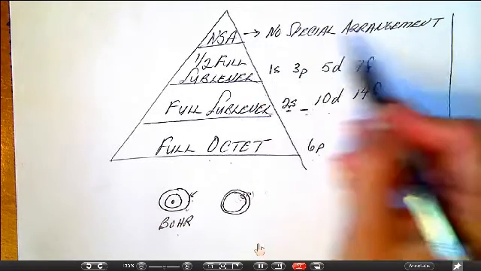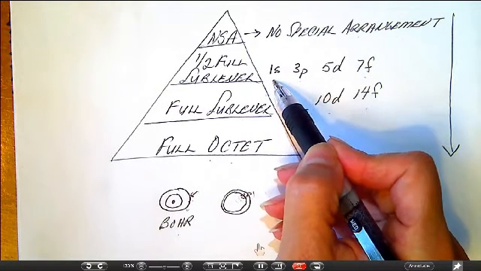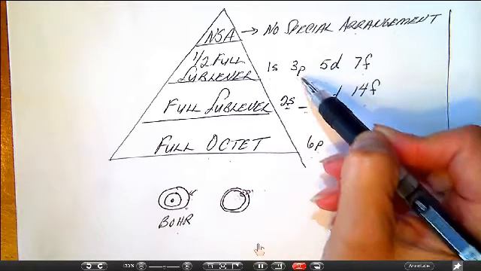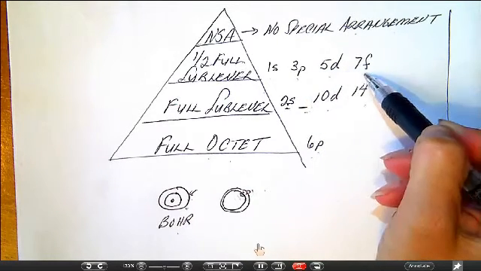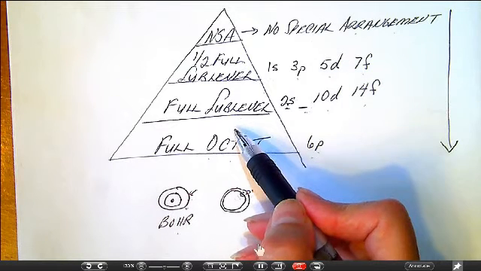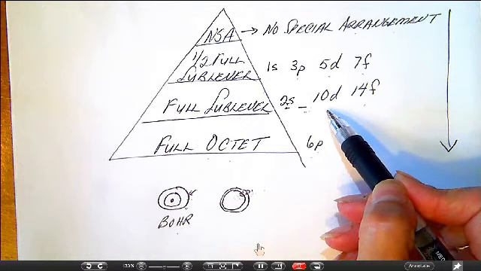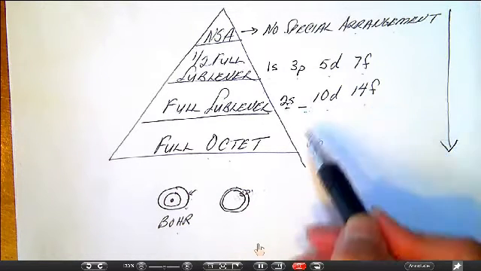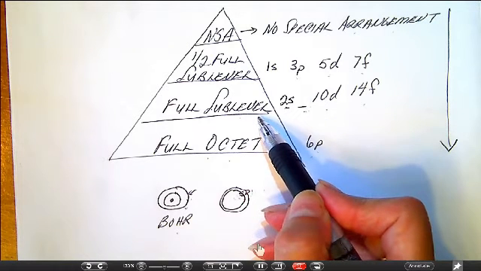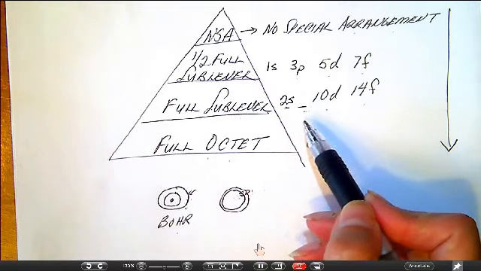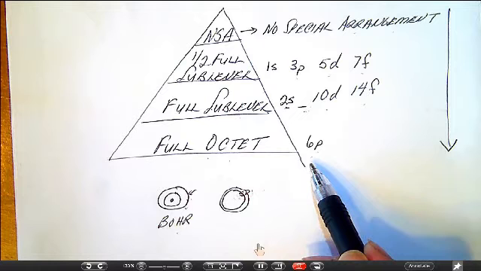NSA means no special arrangement. Half full means you have one s electron, or 3 p electrons, or 5 d, or 7 f. If you have a full sublevel, you have 2 s electrons, 10 d's, or 14 f's. Notice there is no p electron discussed in full sublevels. That's because if you have a full sublevel, or 6 p electrons, you actually have a full octet.